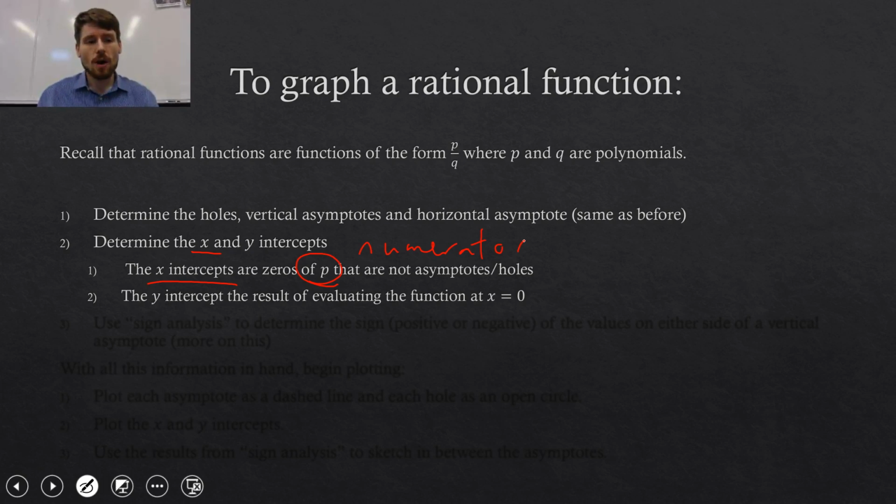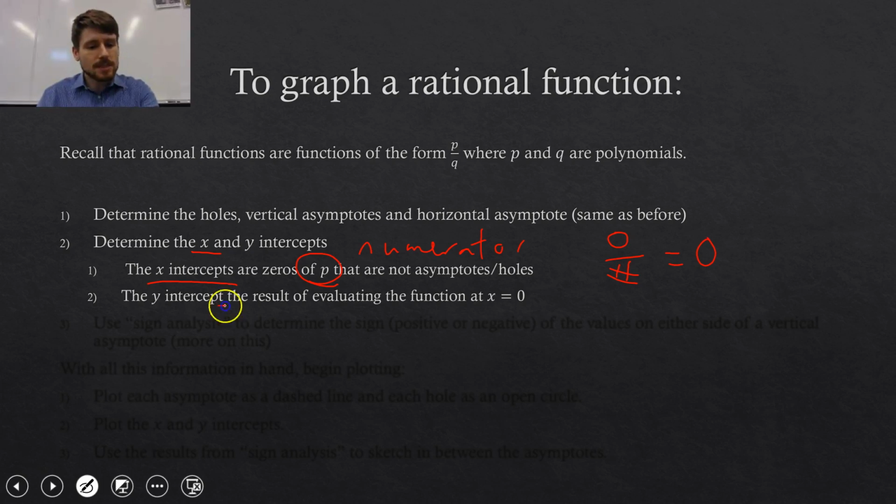But if it's a 0 of the top and not of the bottom, so if it's ever going to be 0 divided by something that's not 0, well, the result is 0, so those are going to be x-intercepts. They're going to be places where it crosses the x-axis.